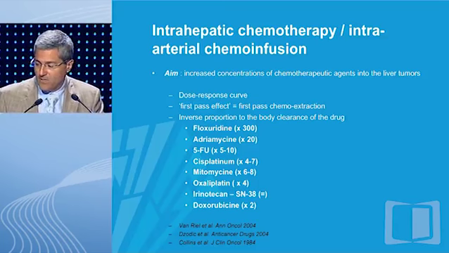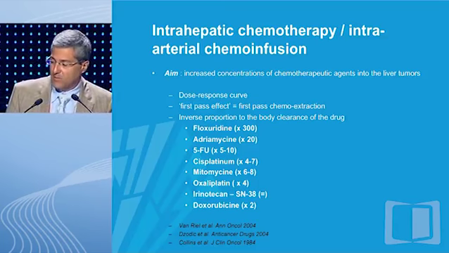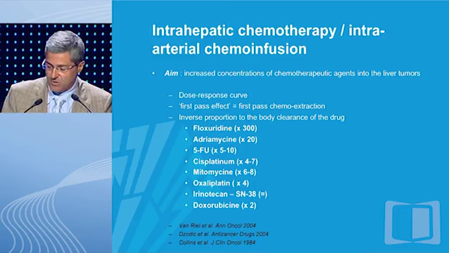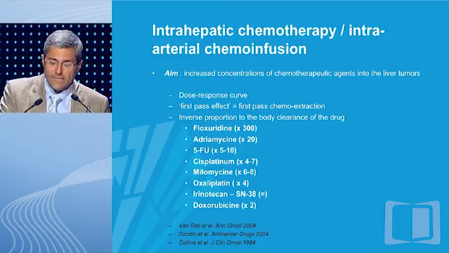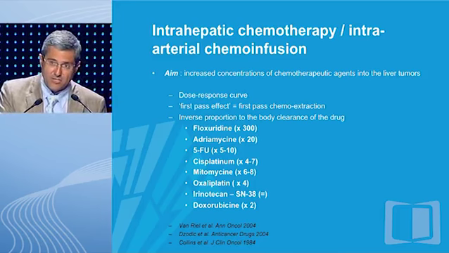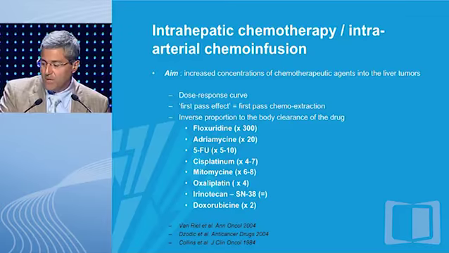The aim, of course, is to increase the concentration of the chemotherapeutic agents in the liver tumors. This is based on the fact that a lot of cancer lesions in the liver have a steep dose response curve. So intra-arterial chemoinfusion is based especially on the first pass effect, and on the inverse proportion to the body clearance of the drug, which is very high, for instance, for floxuridine, and which is nearly zero, for instance, for irinotecan.